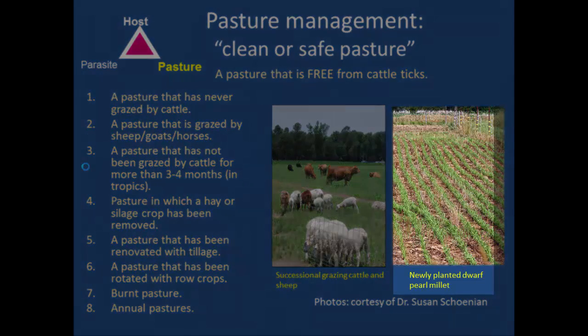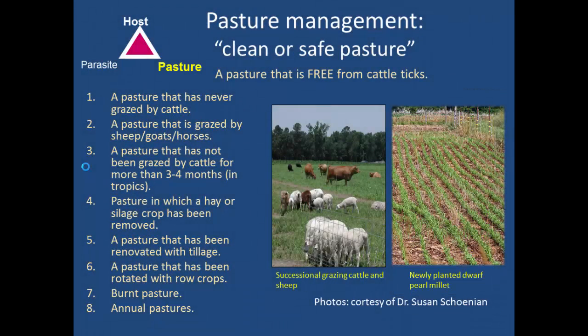The other example is a recent row plantation of pearl millet, which is a cereal crop that stands drought conditions better than other ones like wheat or corn. Obviously, when you establish a pasture from scratch, planting the seed, it can be considered free from parasites.